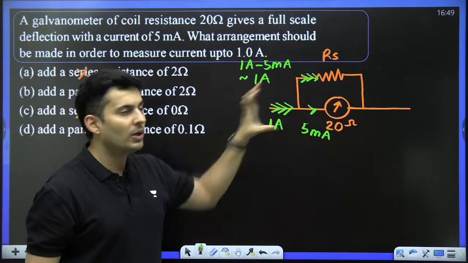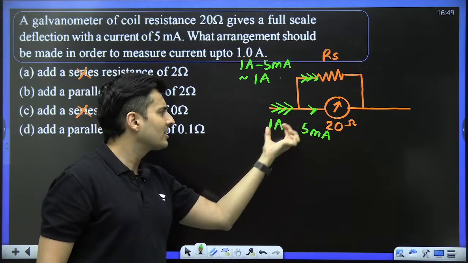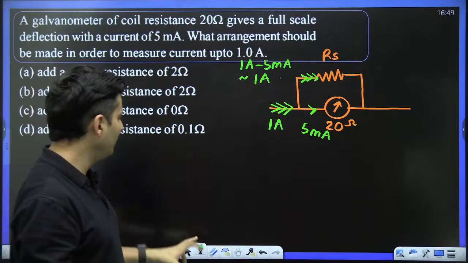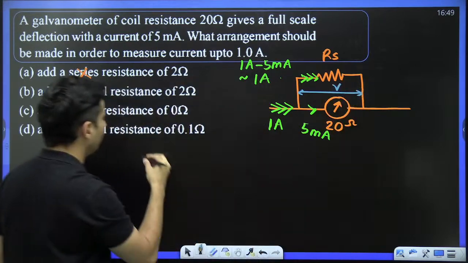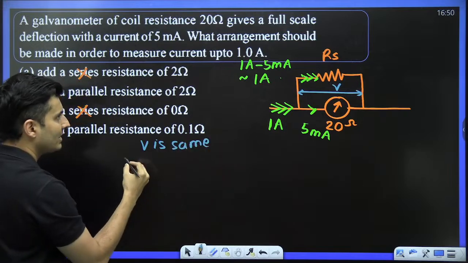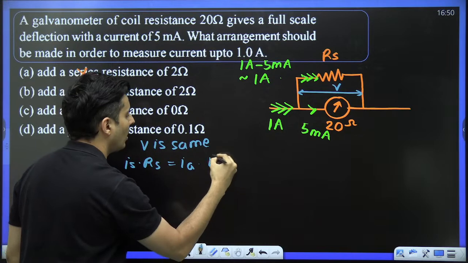This current got distributed into 2 branches. This is very large as compared to this, so ignore this. So this current is roughly equal to this current, approximately. That's why this symbol. Now we know that the voltages are same across both of them. So voltage is same. So I can say basically IS into RS will be IG into RG.